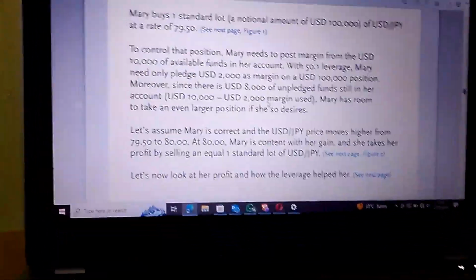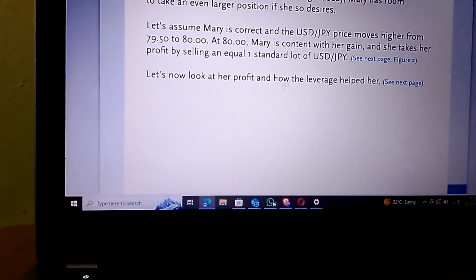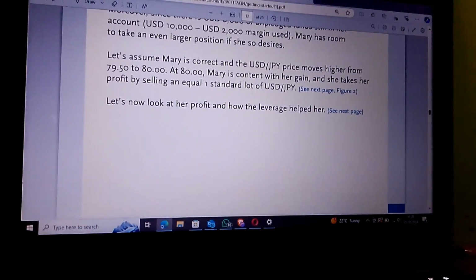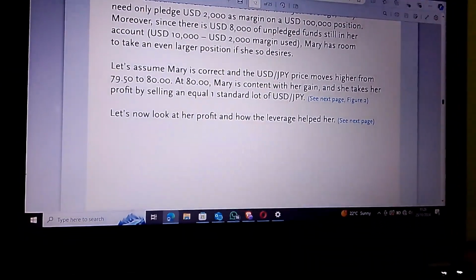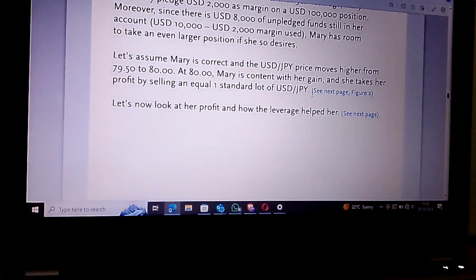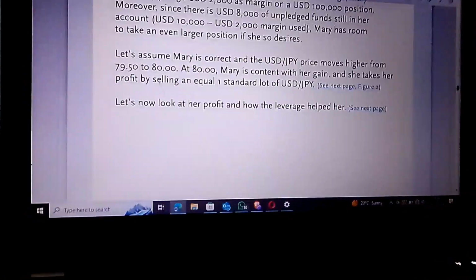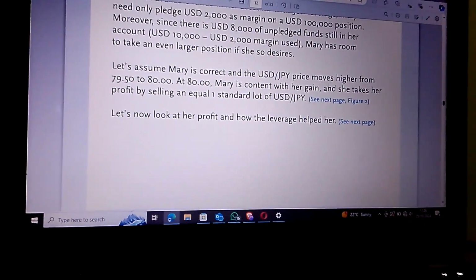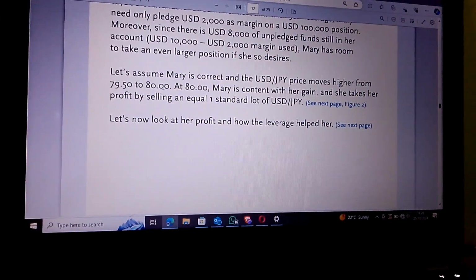Yeah, so now we've understood the part of leveraging and margin. Let's assume Mary is correct. She bought, right? And when you buy, you expect the base to go up. Here our base is the USD and our quote is the JPY, so she expects the base to go higher and the JPY to go lower. Let's assume the USD/JPY price moves higher from 79.50 to 80.00.